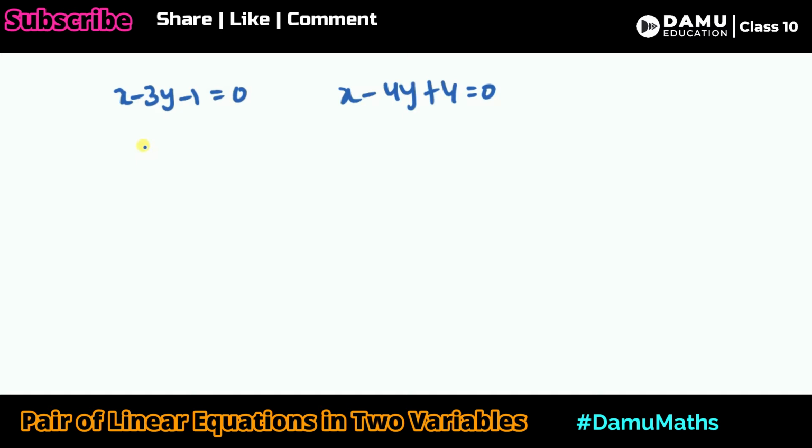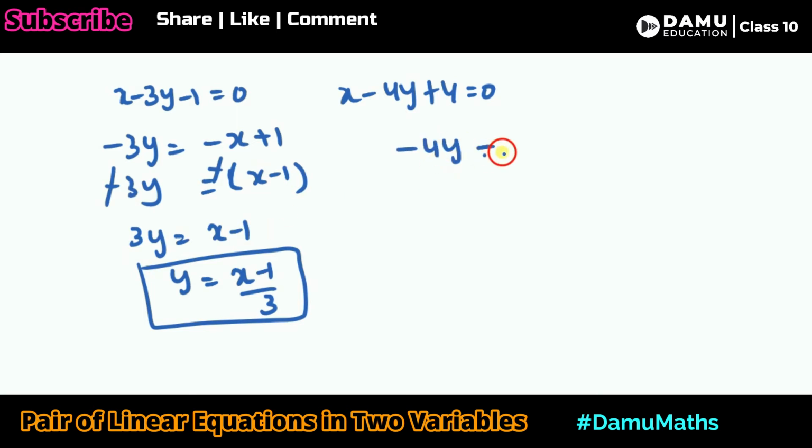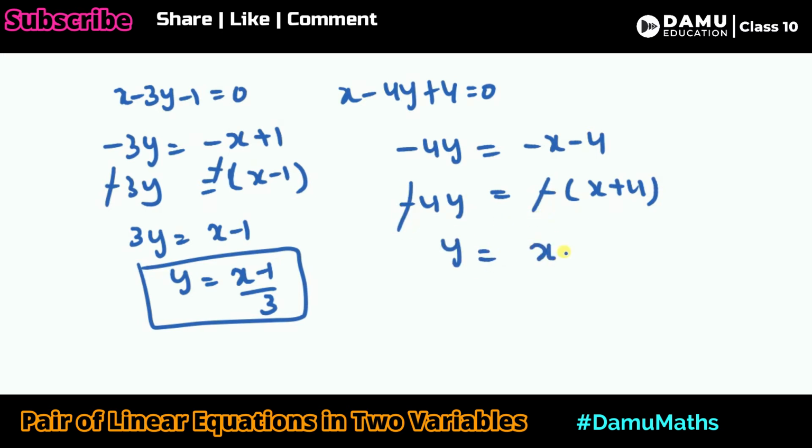Let's find the y value. Minus 3y will be equal to minus x plus 1. We are shifting this to the right side. Taking minus common outside, minus 3y equals minus (x minus 1). The minus signs cancel, so 3y will be equal to x minus 1, then y will be equal to (x minus 1) by 3. This is the first y, the number of benches variable. Then minus 4y equals minus x minus 4. Taking minus common, minus 4y equals minus (x plus 4), the minus signs cancel, so y will be equal to (x plus 4) by 4. This is the other equation.